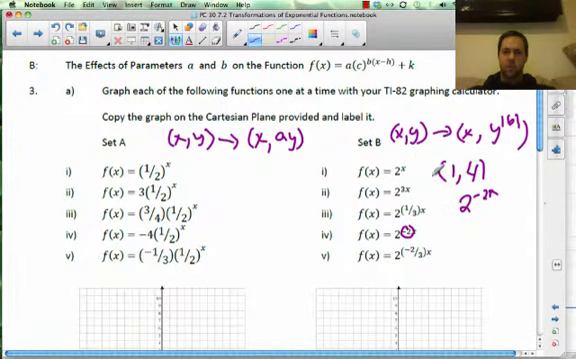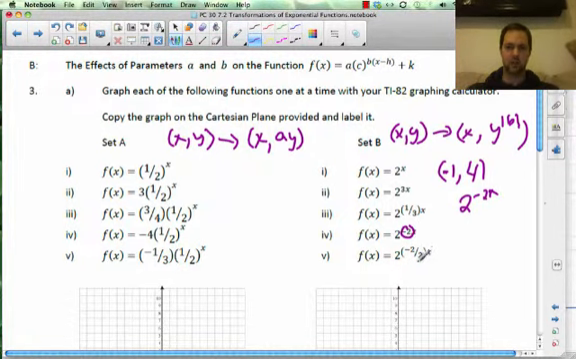So we don't have the point 1 and 4, we have the point negative 1 and 4 because we have applied the negative shift, or the negative factor, to the x value. Again, this one would be very tricky to figure out because this is a rational exponent, and we would end up with the cubed root of x, actually the square root of x cubed, which would not be a lot of fun to do.